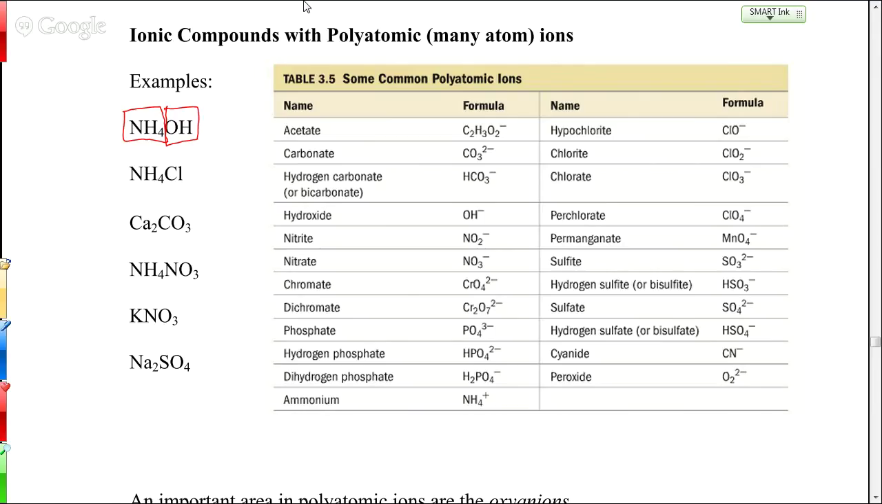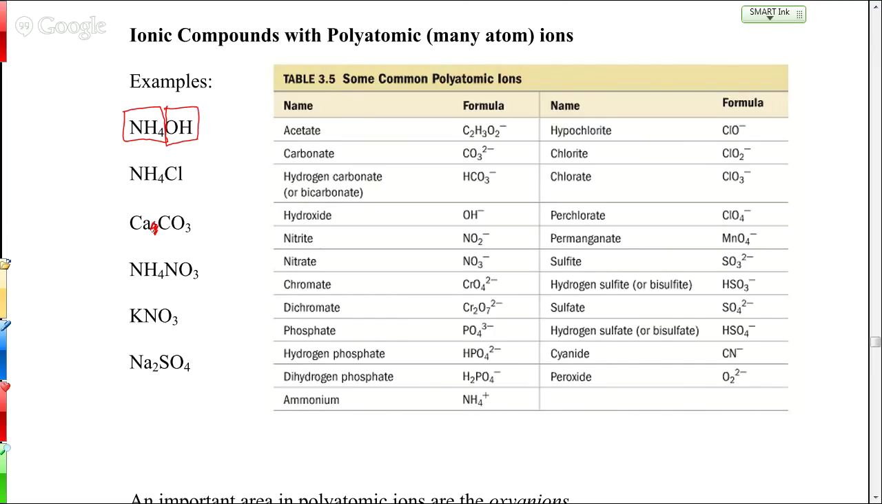All right, let's go down the list. NH4Cl, how would you name that one? Ammonium chloride, right? Ca2CO3. Calcium carbonate. Right, that one's right up here, carbonate, CO3 2-. And actually, that's the wrong formula for calcium carbonate. Have you noticed that? Calcium is +2, carbonate is -2, so that should just be CaCO3.